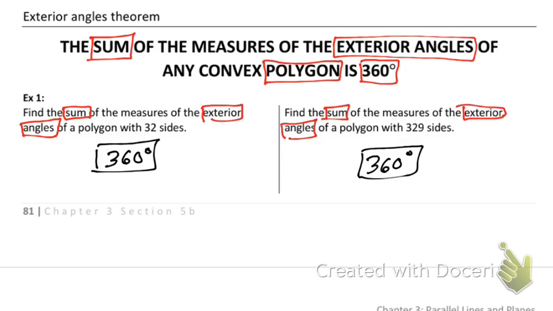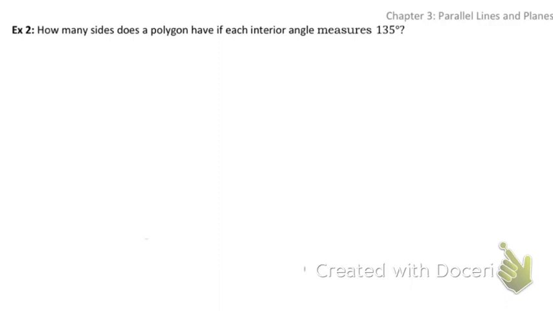All right, we're going to do a problem using exterior angles. It says, how many sides does a polygon have if each interior angle measures 135 degrees? So I'm going to write something real quick. So we have interior angle is 135 degrees. If my interior angle is 135 degrees, what is the measure of my exterior angle attached to it?